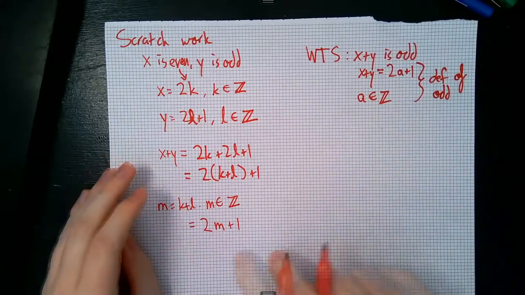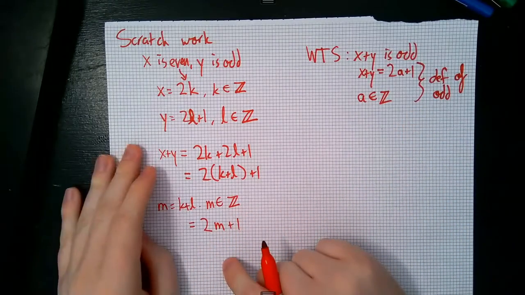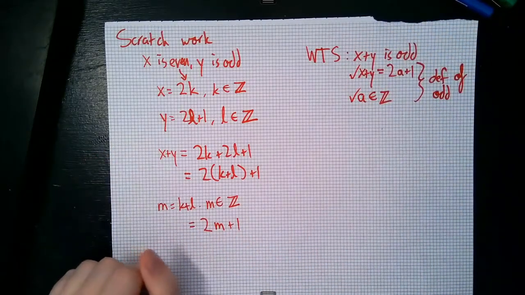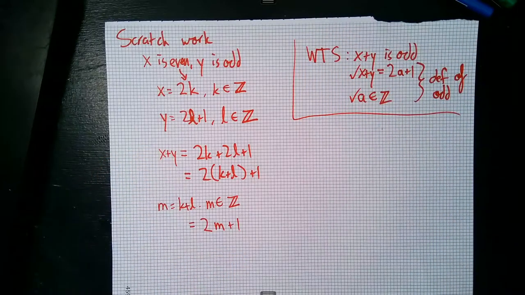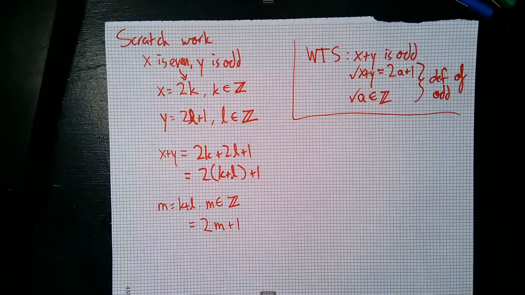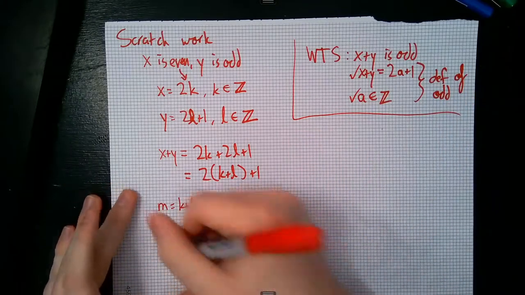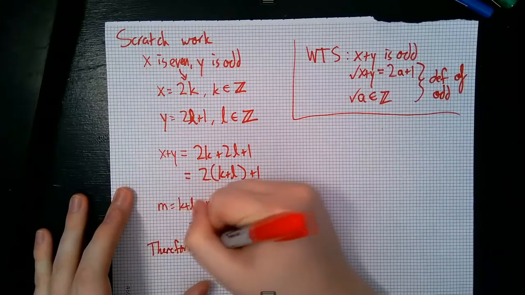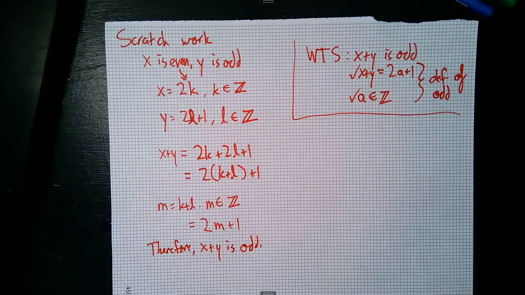Well, in this case, rather than a, I've used m. But m is an integer and x plus y equals 2m plus 1. So we check off both of these requirements here, and because of that, we can say that x plus y is odd. Showing the checklist you need in order to show that x plus y is odd is actually really helpful. It helps focus the direction you're going in your proof. So now, because we have all this, we can say that, therefore, x plus y is odd. And that's our scratch work.